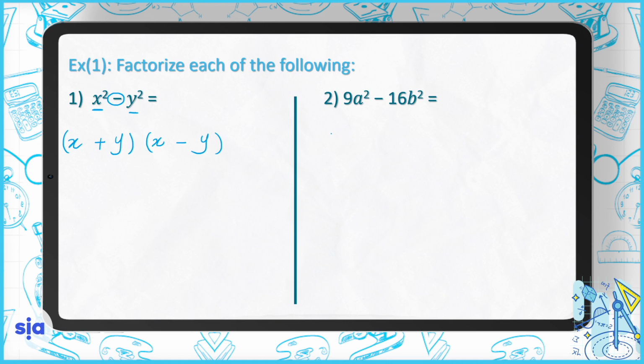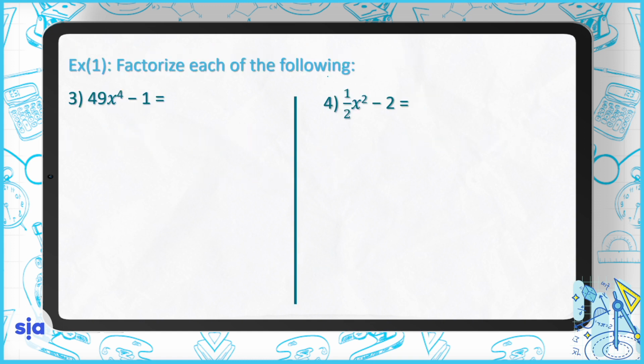Question 2, this one has a square root, yes, and between them a minus, yes. So we have to factorize by the two brackets. Square root of 9a squared is 3a. Square root of 16b squared is 4b. One bracket is positive, one bracket is negative. Which one is positive, which one is negative? It doesn't matter which one is positive, which one is negative.